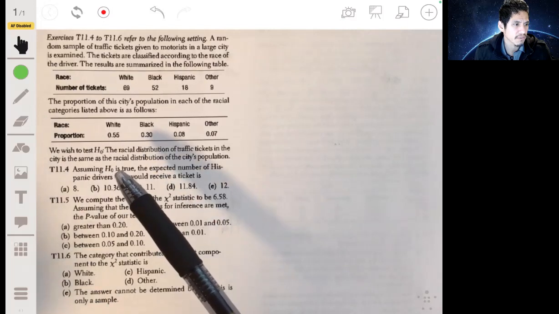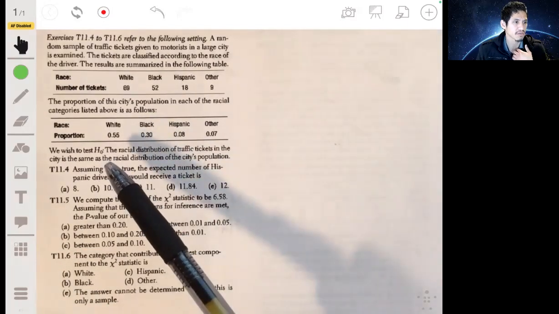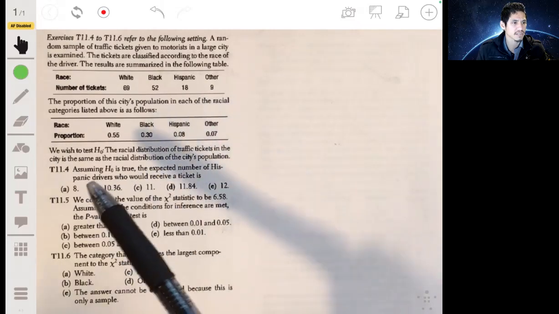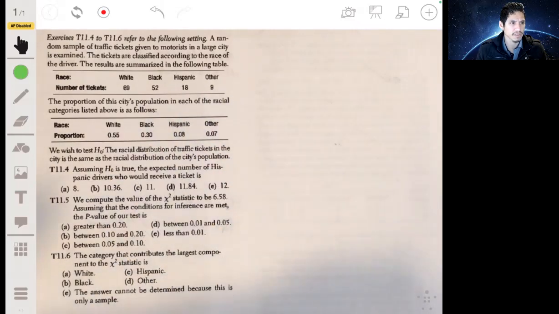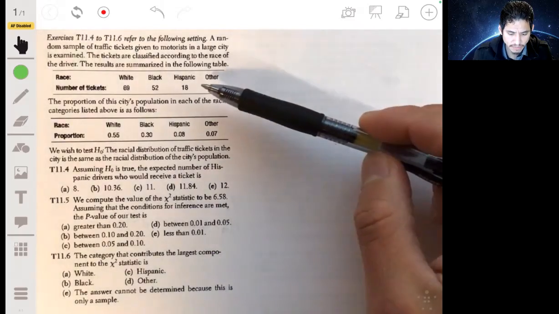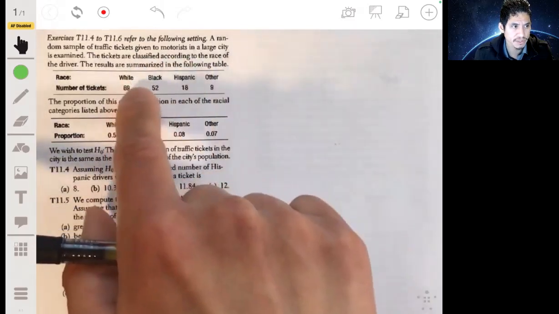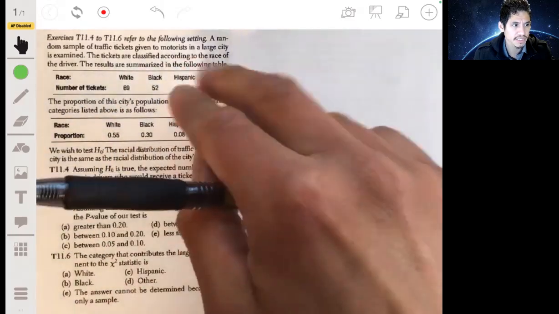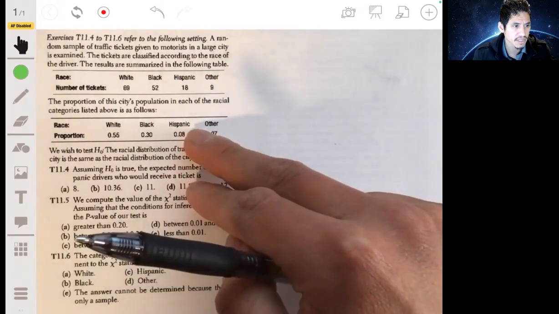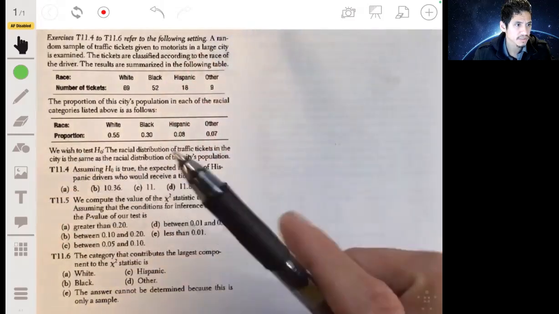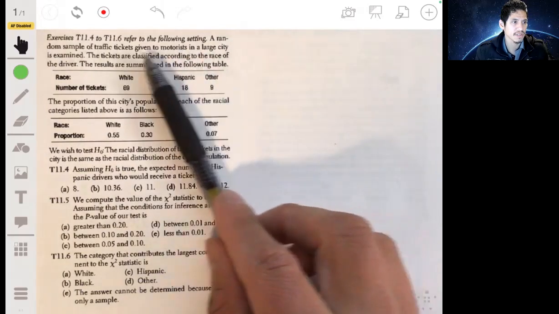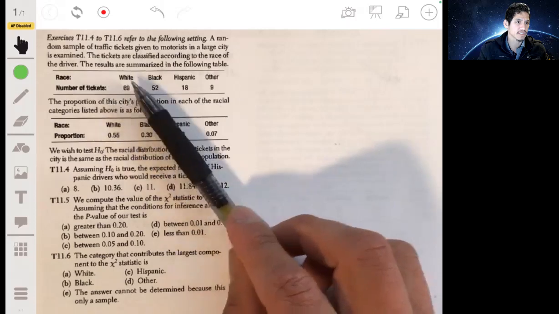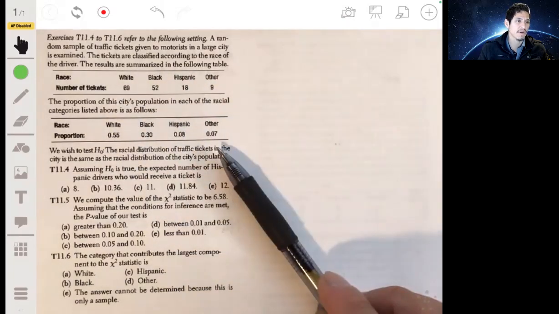The first question is that we want to test the null hypothesis H0: the racial distribution of traffic tickets in the city is the same as the racial distribution of the city's population. So our null hypothesis is that the proportions of white, black, Hispanic, and other people among those ticketed is the same as in the population. The proportion of each race that gets given traffic tickets is the same as it is in the population of just people.